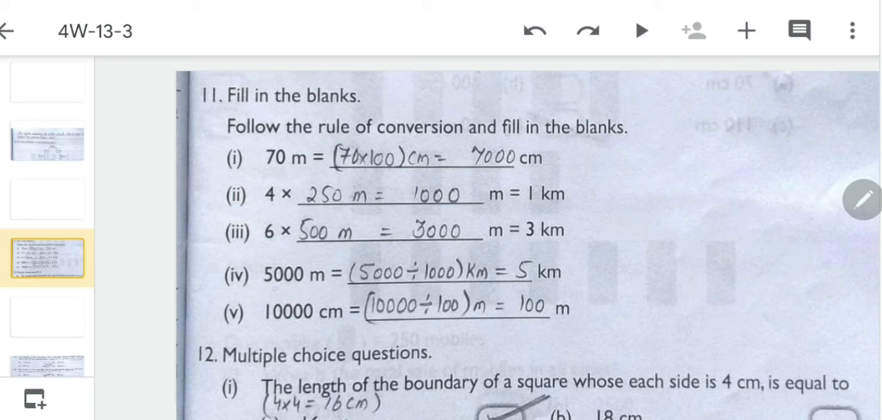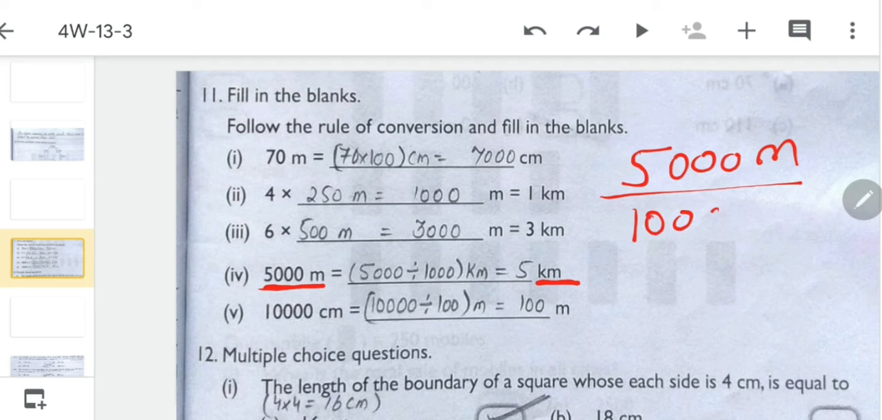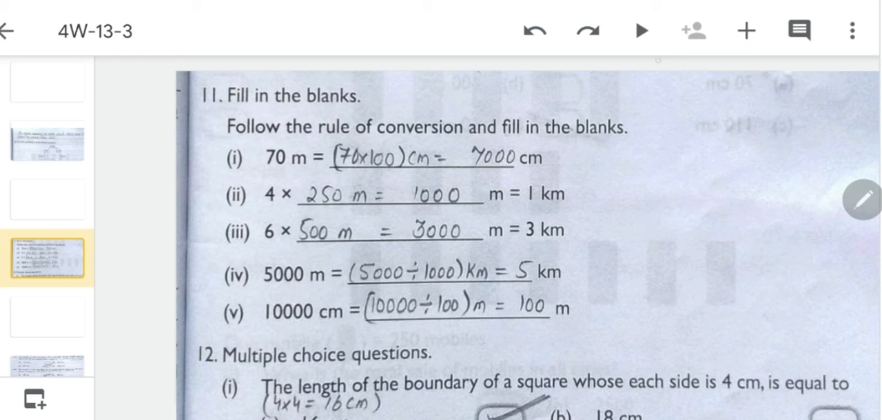Now the next is we have 5000 meter and here we have to convert it into kilometer. So we all know that to convert a meter into kilometer we have to divide it by 1000. So when we divide 5000 with 1000, we have 5 kilometer as our answer. So we have to divide 5000 with 1000 to get our answer.